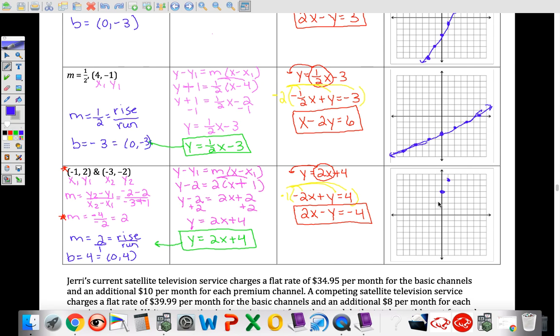So instead of going up and to the right, I'm going to go down to the left. So down 2, over 1, repeating that down 2, over 1 for each point. And then again, we're going to make a lovely line here. Kind of. Better than the last one. And then that's it. That's all that you have to do.